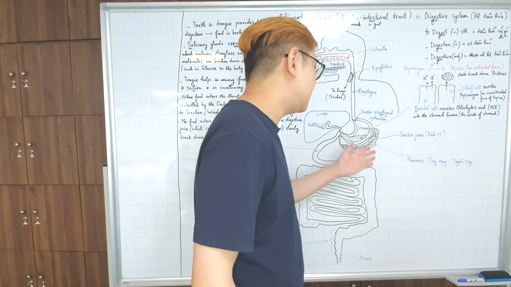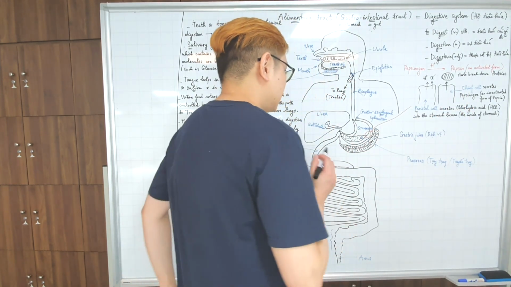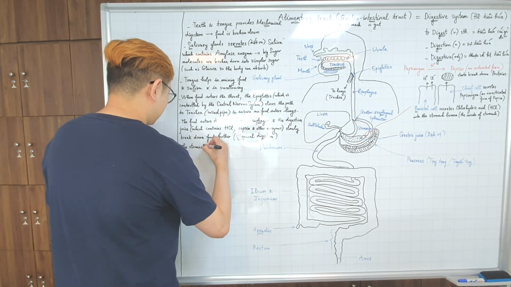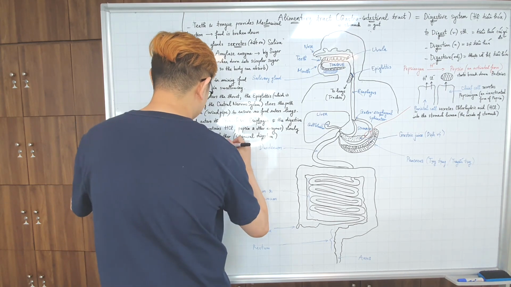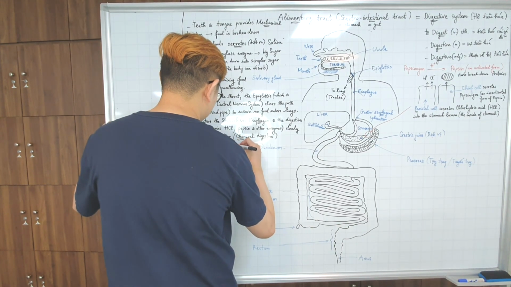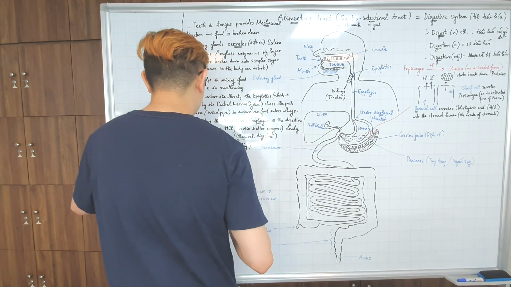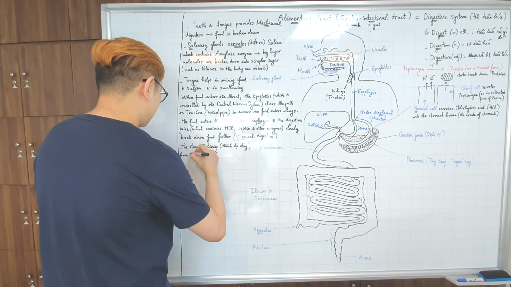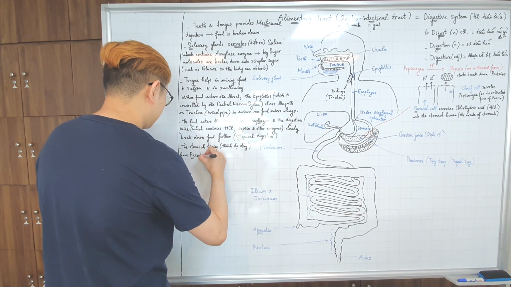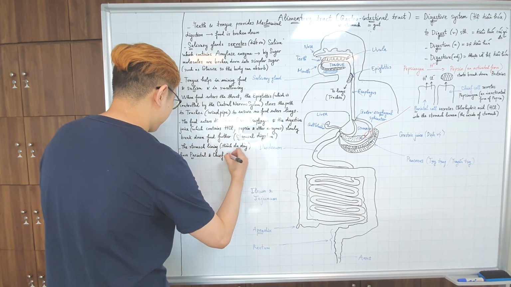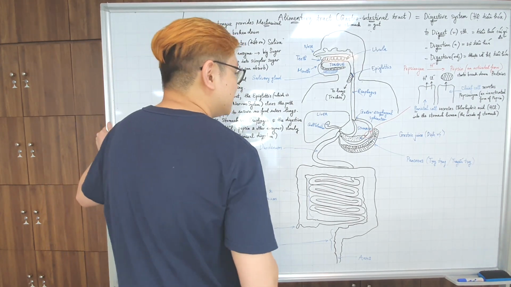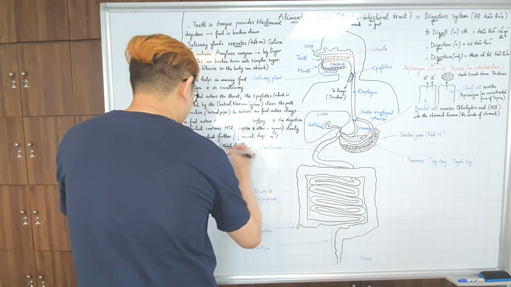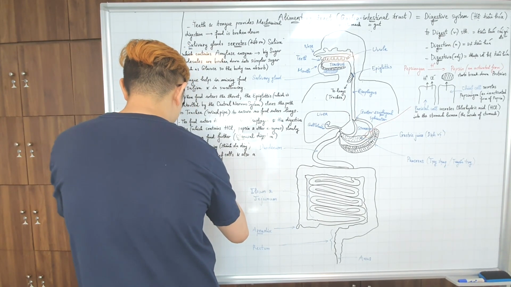Parietal cells, chief cells, is part of the stomach lining. The stomach lining, thành dạ dày, the stomach lining, thành dạ dày. Okay, the stomach lining have parietal cell, parietal and chief cells. And also a thick layer of mucus.